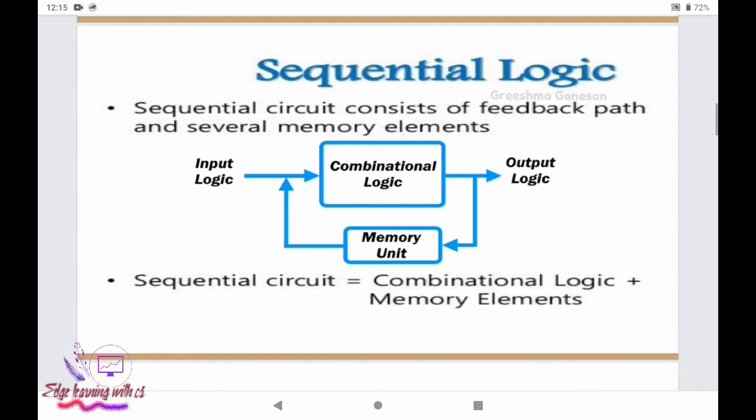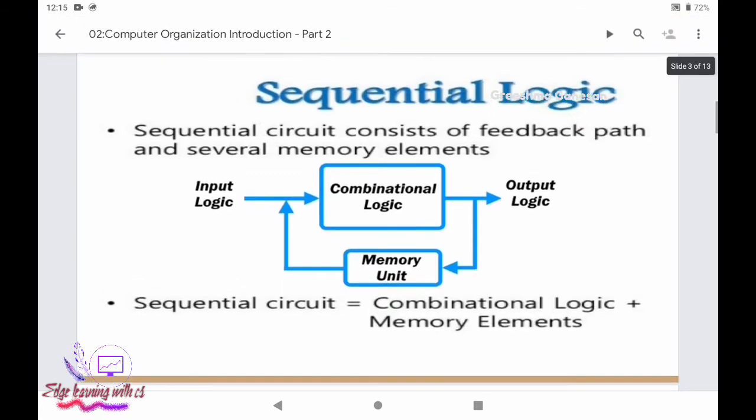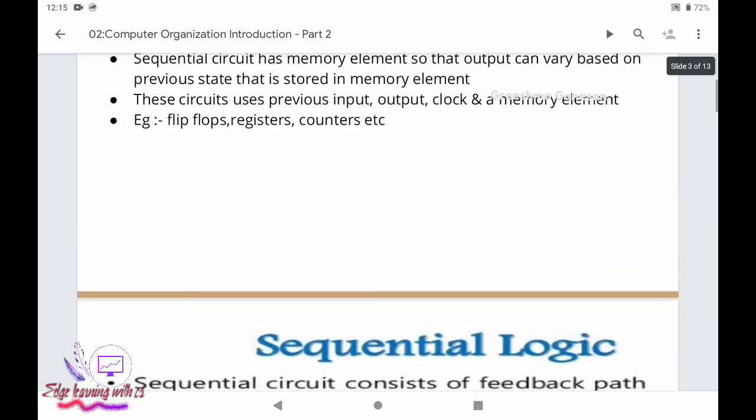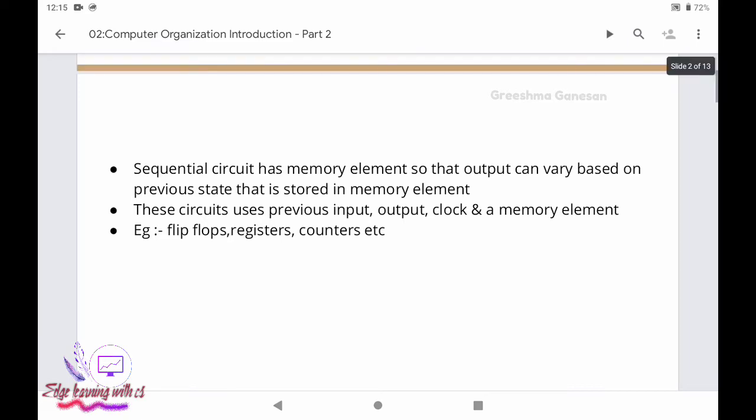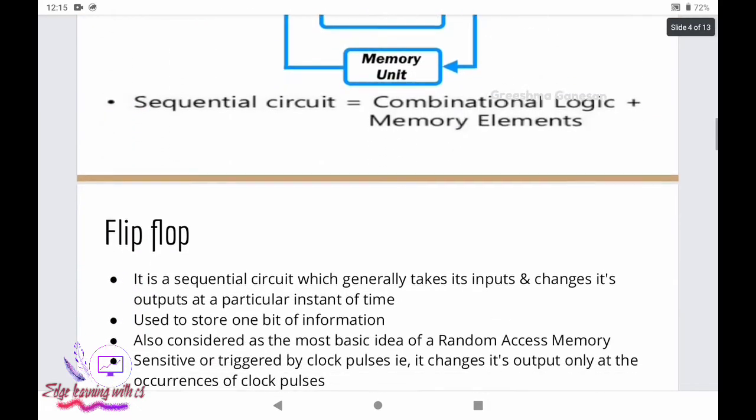But the one and only difference is that in a sequential circuit, we use memory elements, or we need some memory space to store our data. In the case of combinational logic, we don't need any extra memory because we are not storing anything. Then what are the examples of sequential circuits? Mainly we have examples like flip-flops, registers, counters, etc.